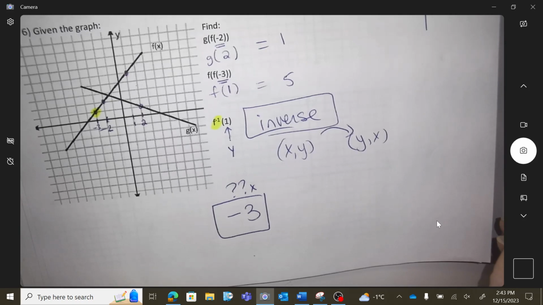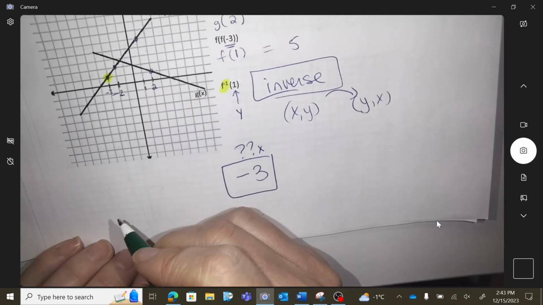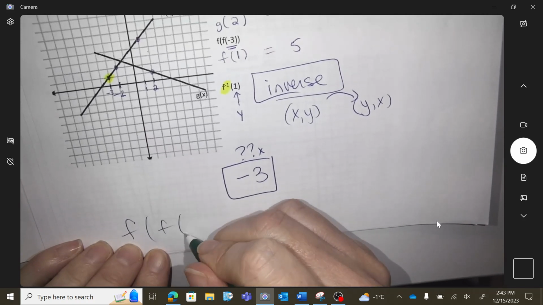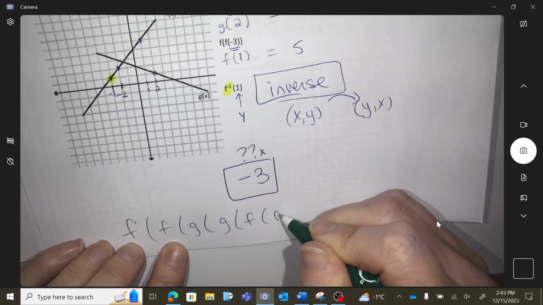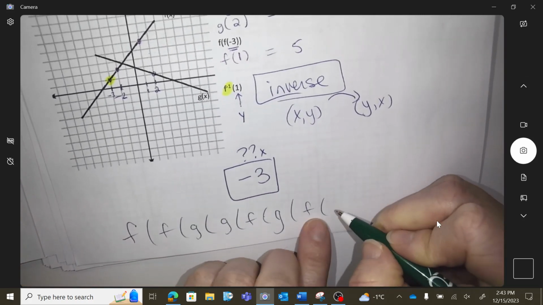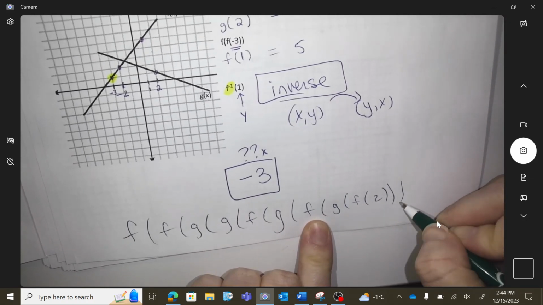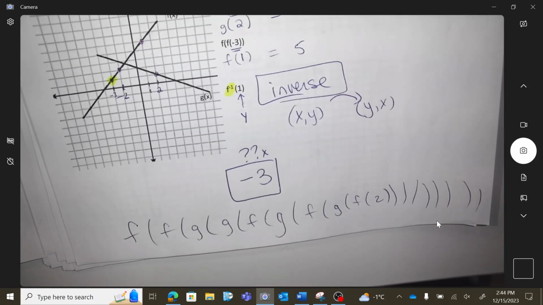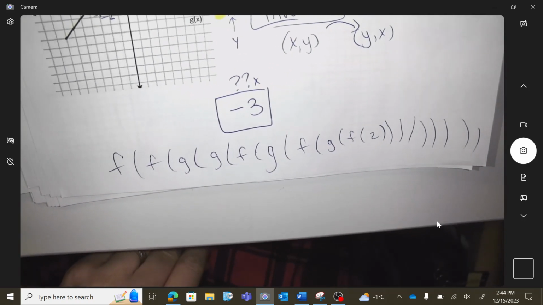I feel like I put a super fun bonus question on this test. Maybe something crazy like, what is the f of g of g of f of g of f of g of f of 2 or something like that? Won't that be fun? Sure. That's like a puzzle.